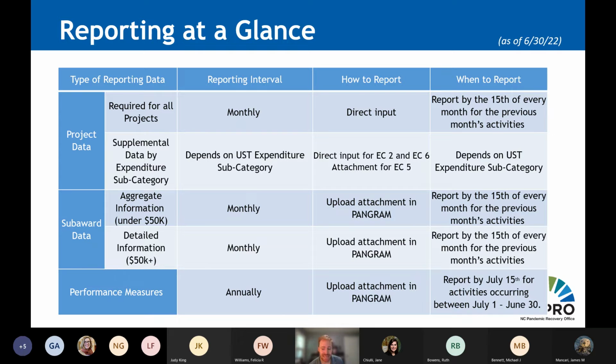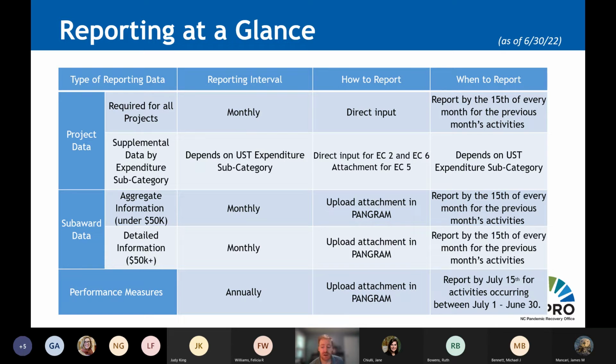Anytime your agency is committing or making payments to entities outside of your agency, that needs to be accounted for in some way. If those commitments are less than $50,000, it just gets pulled together as an aggregate report each month. If there are entities that will receive $50,000 or more through your SFRF project, information about that subrecipient and the subaward and related expenditures needs to be reported in greater detail on a monthly basis. So we'll cover that as well.